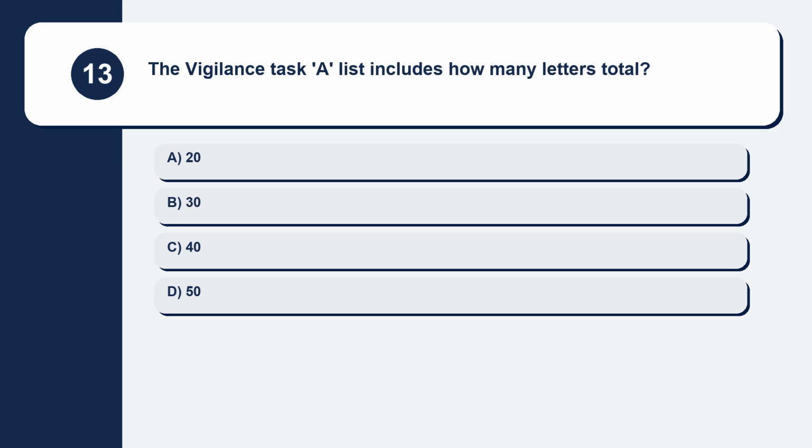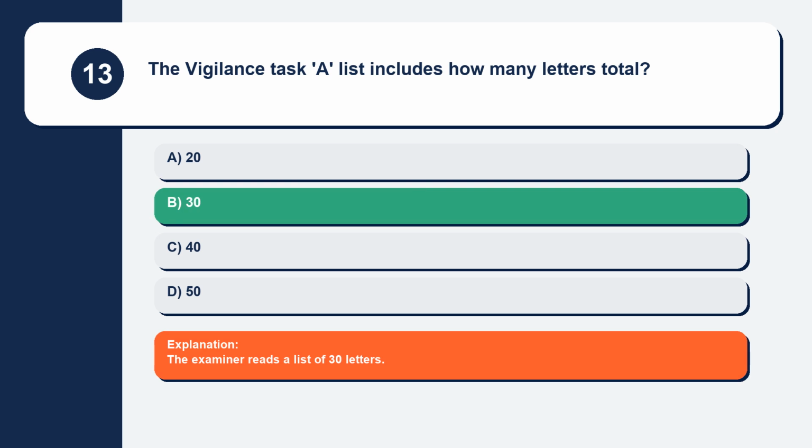Question 13. The vigilance task list includes how many letters total? 20, 30, 40, 50. The examiner reads a list of 30 letters.